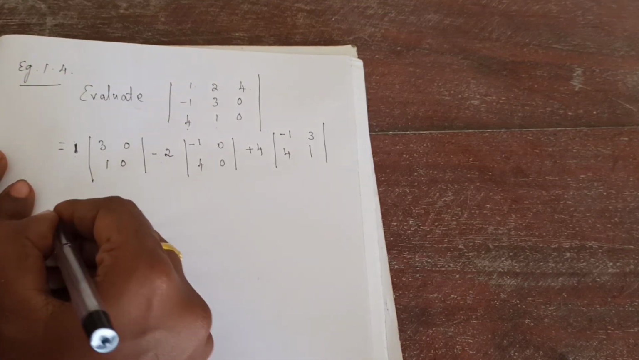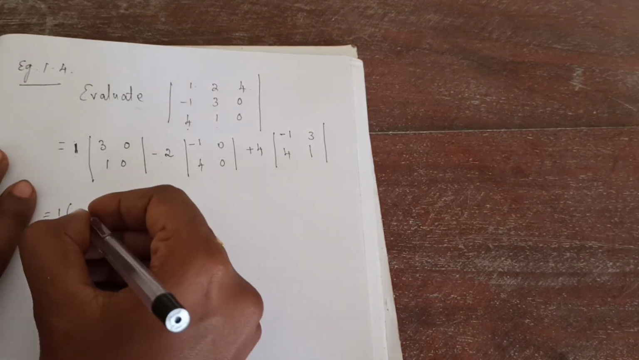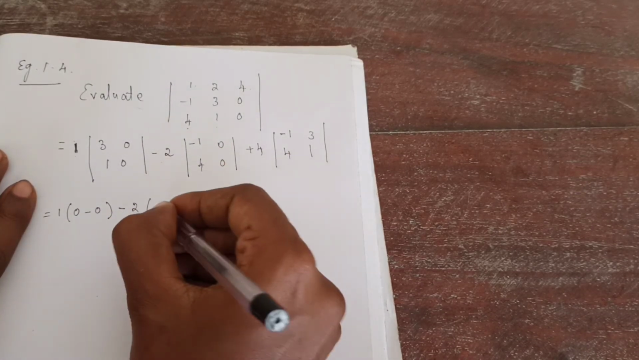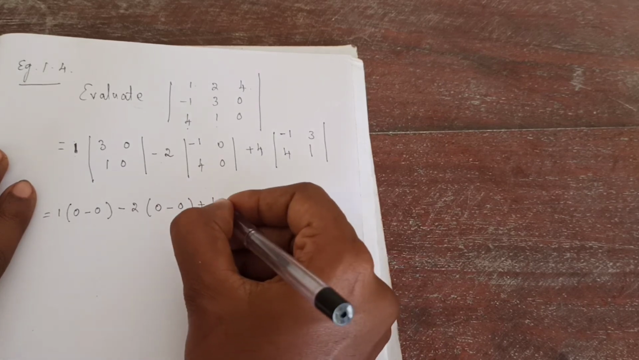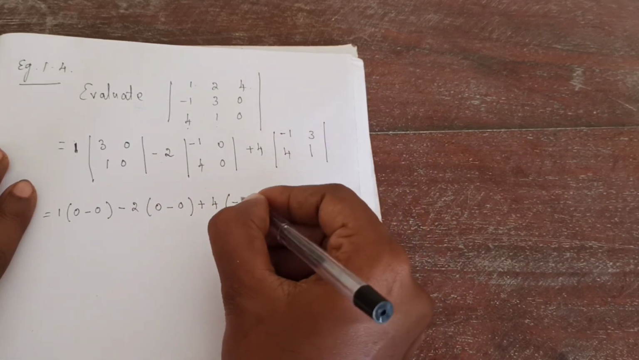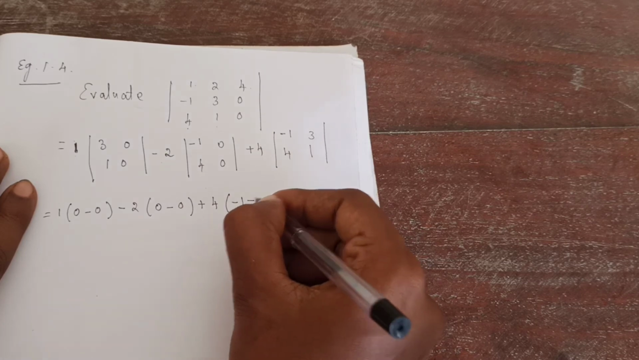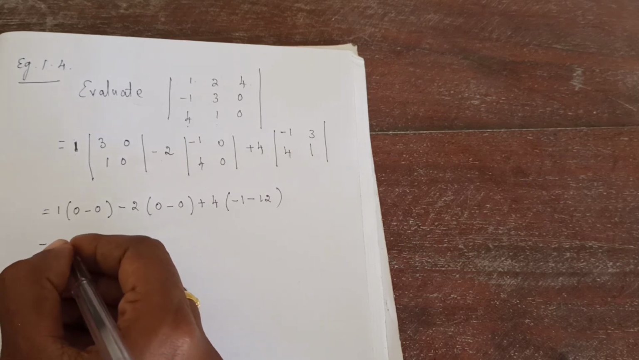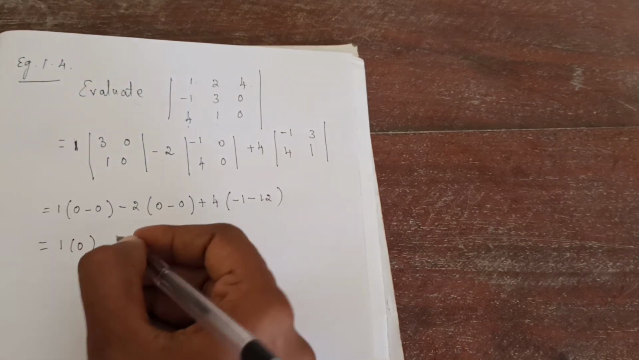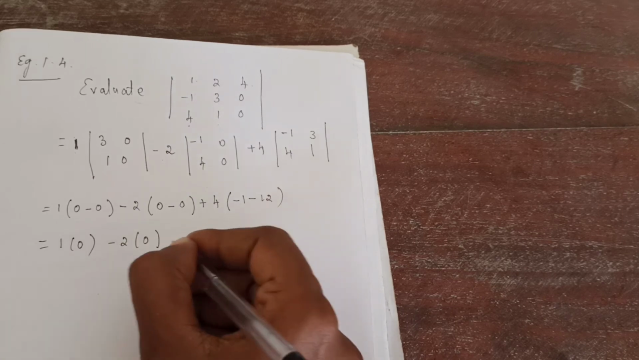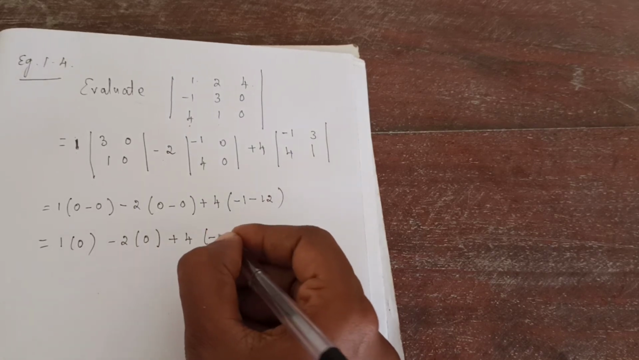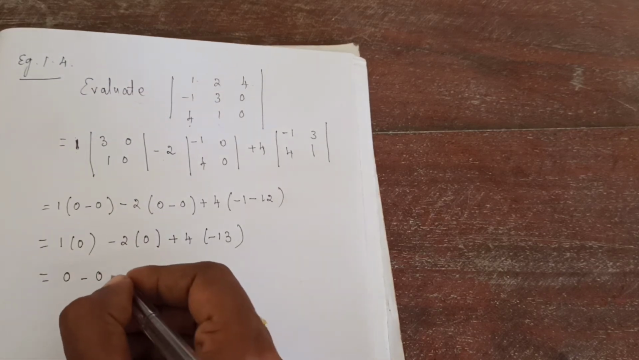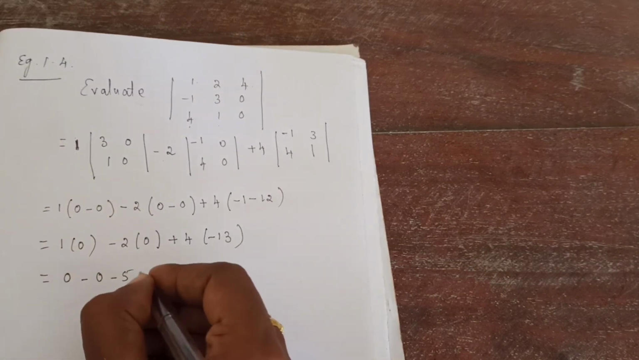So that is equal to 1 into 3 into 0, so what will happen? 0 minus 0. Minus 2 into this one, 0 minus 0. Then plus 4 into minus 1 into 1 means minus 1. Center always it will be minus. So minus 1 minus 12. So that is equal to 1 into 0 minus 2 into 0 plus 4 into minus 13. So what will happen? This one 0, this one 0. Next one 4 into minus 13 means minus 52.